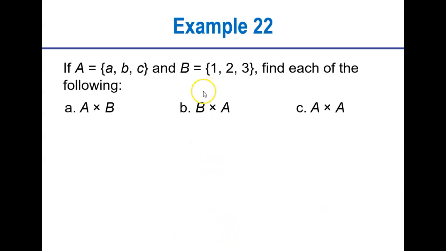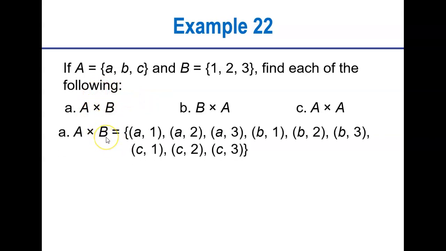Let's take a look at this example. It says if set A is equal to {a, b, c} and B is equal to {1, 2, 3}, find each of the following. We want to find the Cartesian product of A and B. To find it, we're going to have a set of ordered pairs. We have (a, 1), the second ordered pair (a, 2), the third ordered pair (a, 3). Next, we have (b, 1), (b, 2), and (b, 3). Again, all ordered pairs. And the last ones, we have (c, 1), (c, 2), and (c, 3).